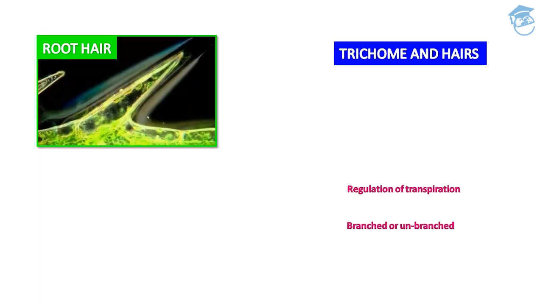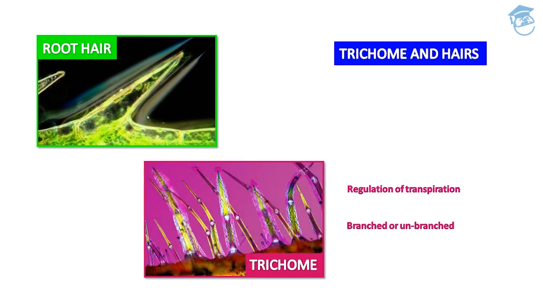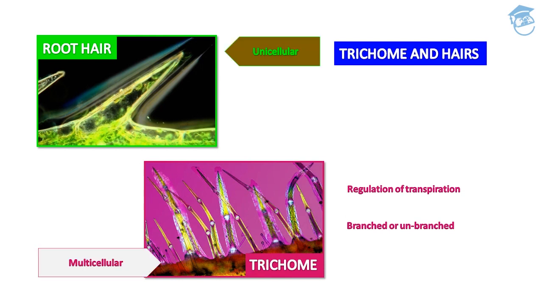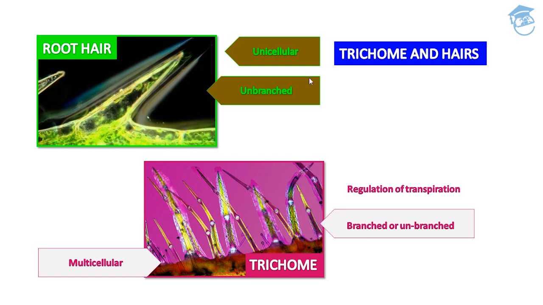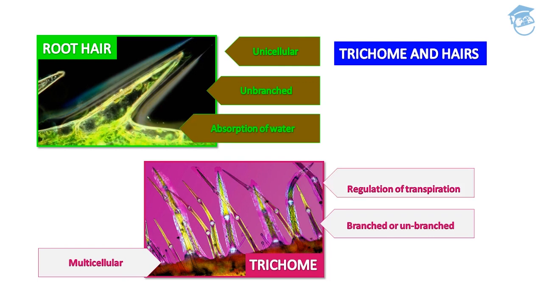Now trichome and hairs are present over the epidermis. Root hair is also present over the epidermis in some cases. First we'll talk about the root hair. They are unicellular, and trichomes are multicellular. Root hairs are unbranched, that means no branches there, but trichomes are branched or could be unbranched also. And third is absorption of water. Root hairs help in the absorption of water, minerals, and ions, whereas trichome has no such role.